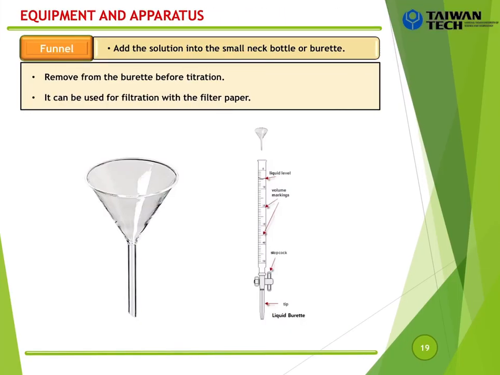Okay. And we also have the funnel. For the funnel, it means that we can add the solution into the small neck bottle, or we add it into the burette. Because you see that maybe we have a bottle with a very small neck like this. Okay. So for this cap bottle, if you add the chemical directly, it is difficult, but you use this one and you can connect to here, and then it's easy for you to do this.